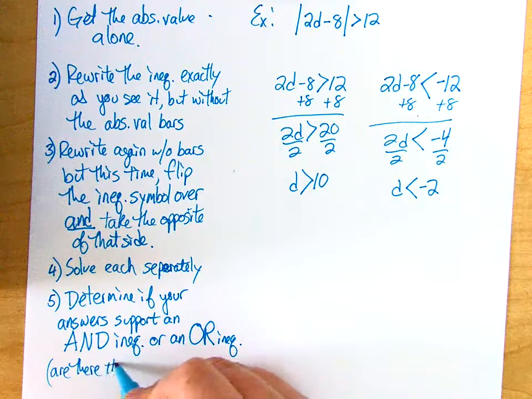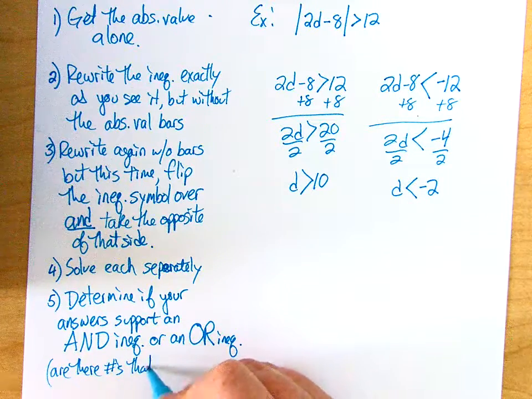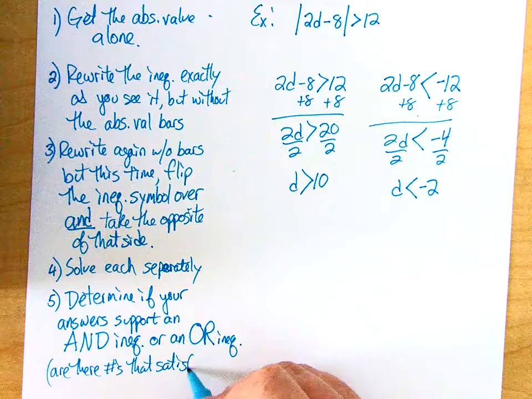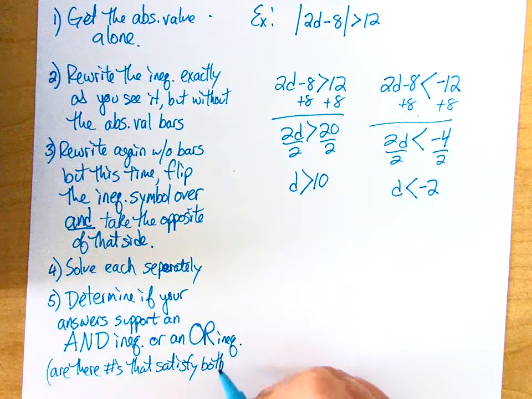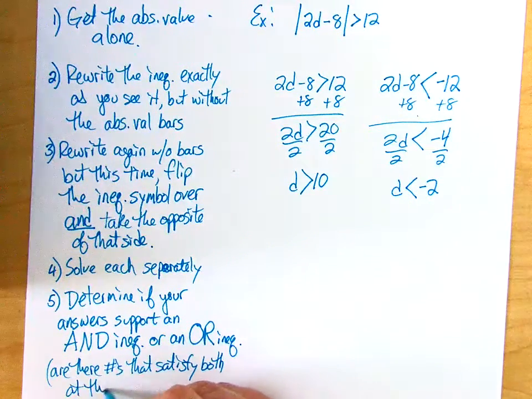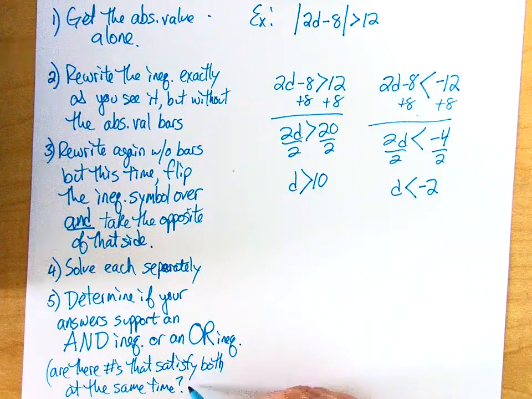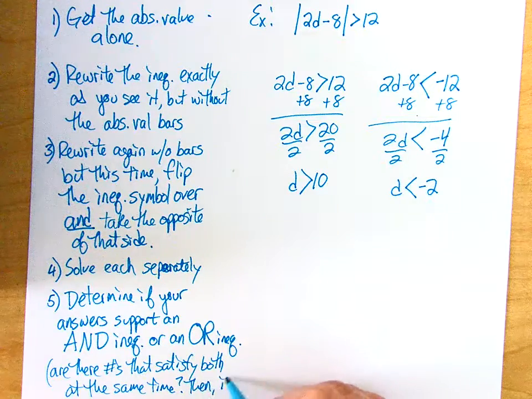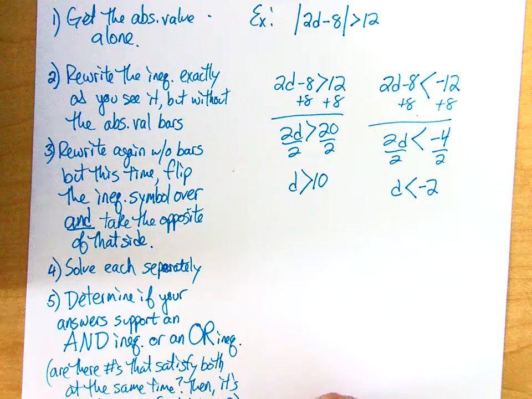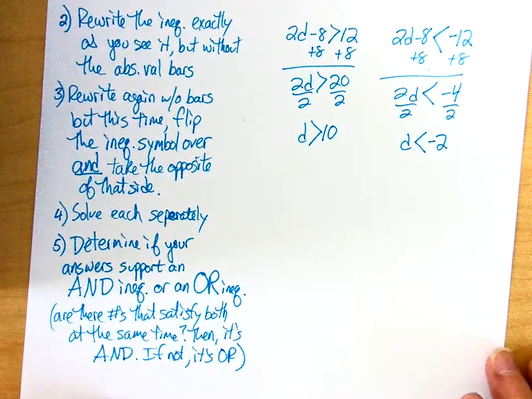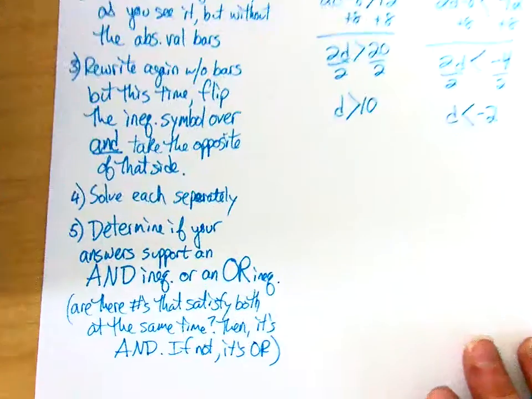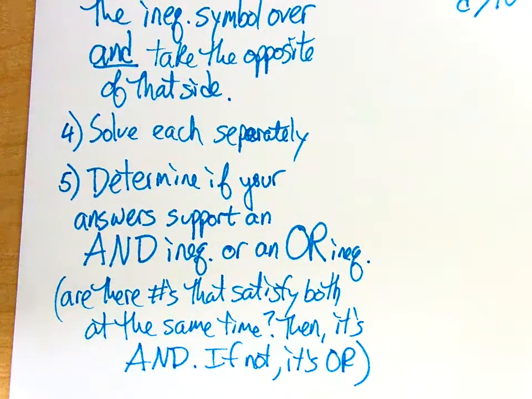Are there numbers that satisfy both at the same time? Then it's AND. If not, it's OR. Let me zoom in on that a little bit just so you can see it.